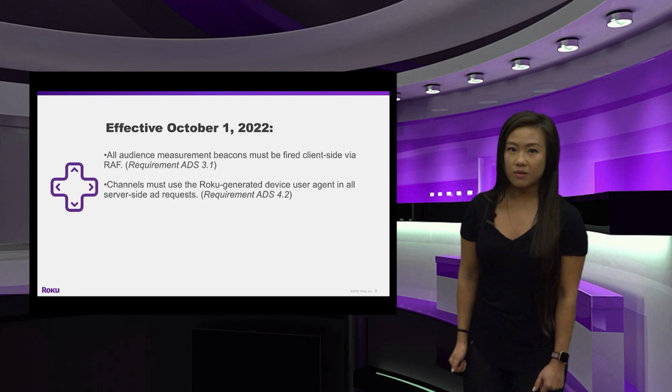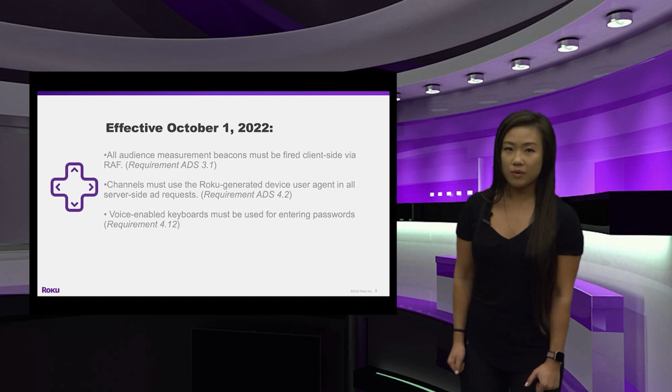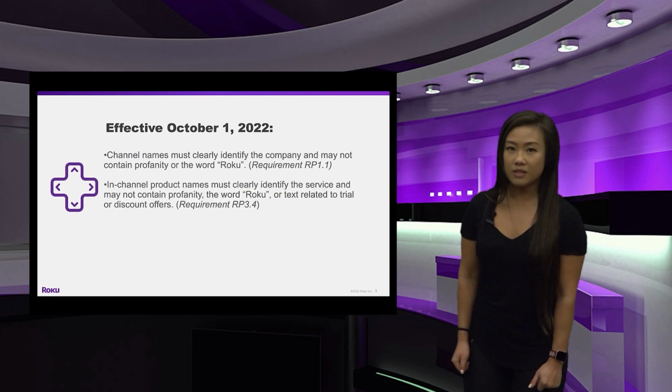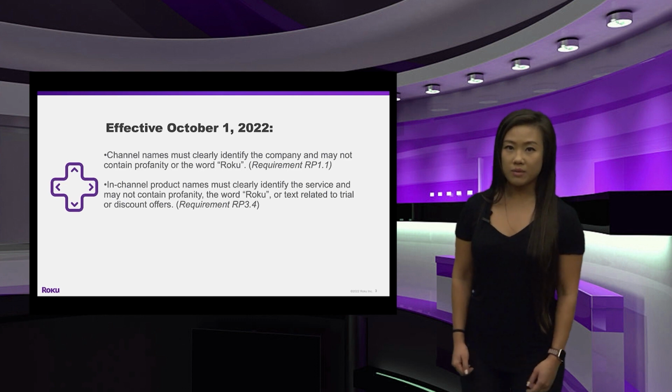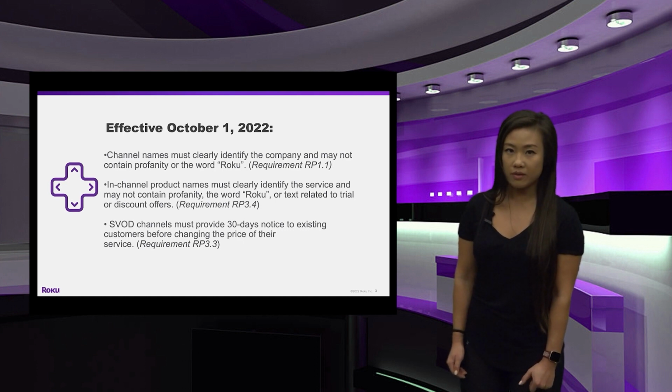Second, channels must use the Roku-generated device user agent in all server-side ad requests. Third, voice-enabled keyboards must be used for entering passwords. And the last are all related to Roku Pay. The first requirement is channel names must clearly identify the company and may not contain profanity or the word Roku. This also applies to in-channel products. In-channel product names must clearly relate to the service and may not contain profanity, the word Roku, or text related to trial or discount offers. Lastly, a 30-day notice to existing users is required for price changes on SVOD channels.